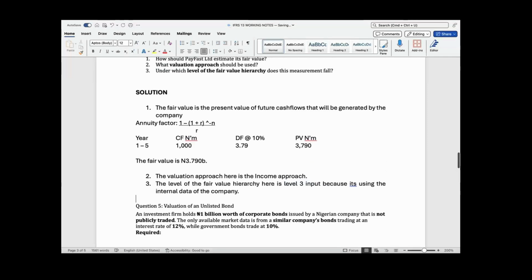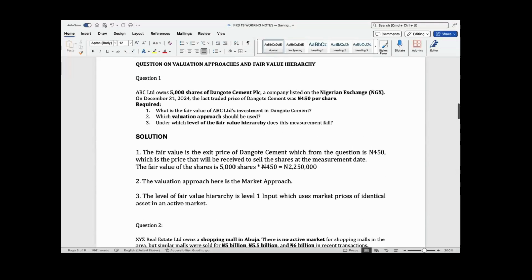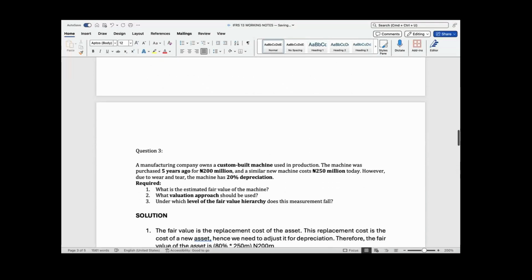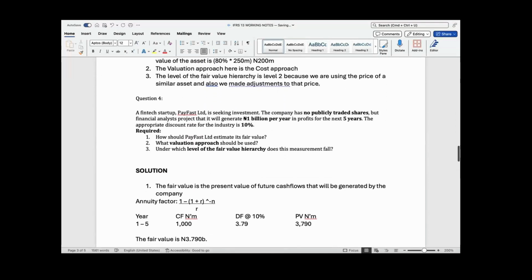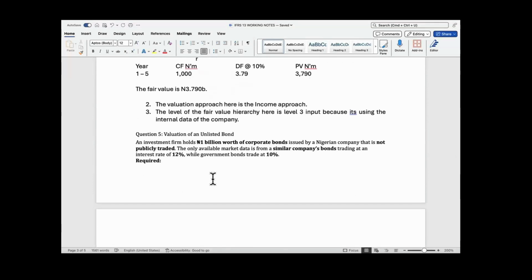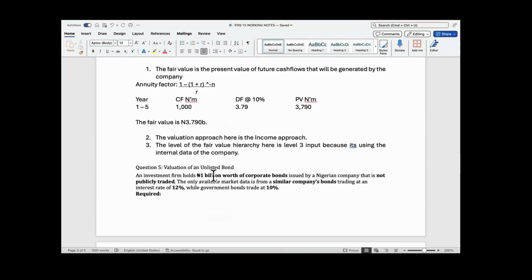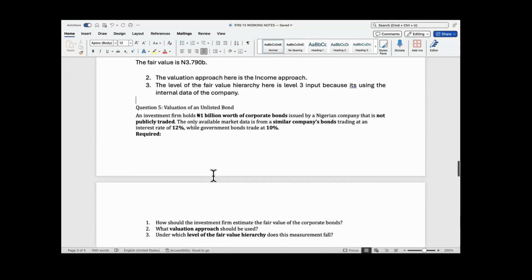Okay, so you see that all these questions are making you get used to the valuation approach, the level of hierarchy, and how to even determine fair value itself. Okay, let's solve one more before we solve many more questions. So, can somebody read this for us?